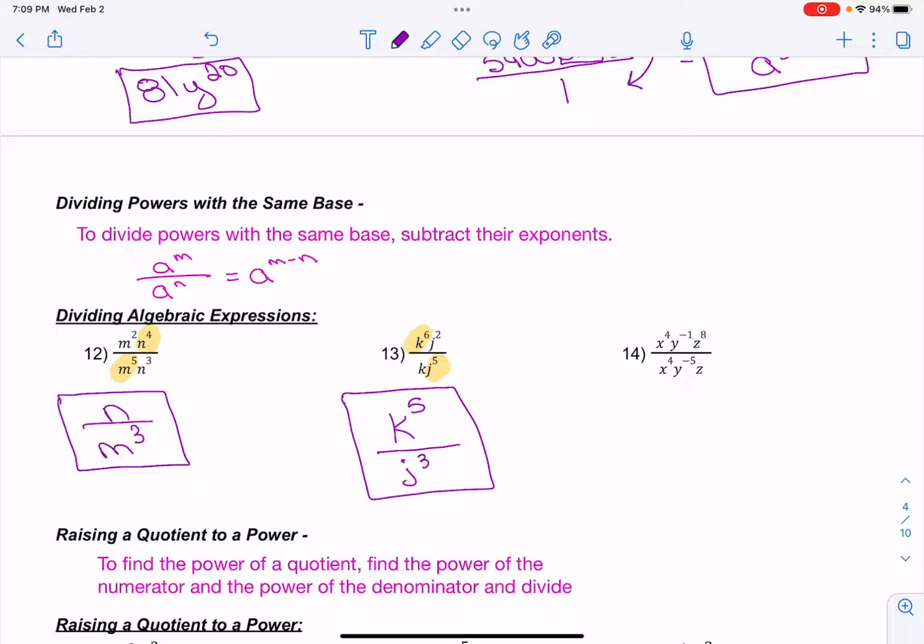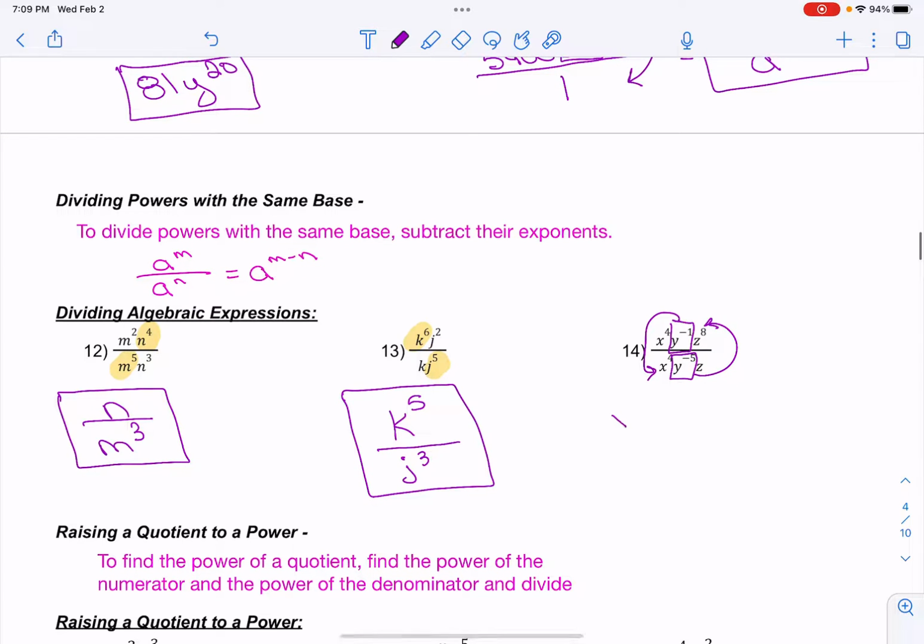And our last one, we have x to the fourth, y to the negative 1, z to the eighth, over x to the fourth, y to the negative fifth, z. So notice we have these negative exponents. Personally, the first thing I want to do is make those positive. So to make this guy positive, it has to move down. And to make this guy positive, it has to move up. So our y's end up trading places. That's not always going to happen, but in this case it does.